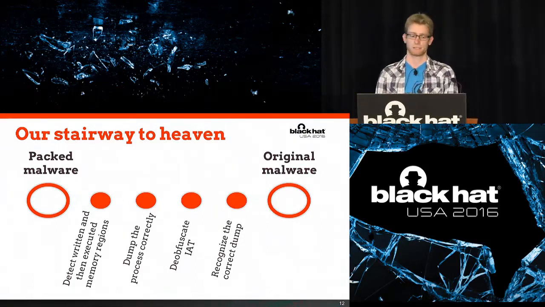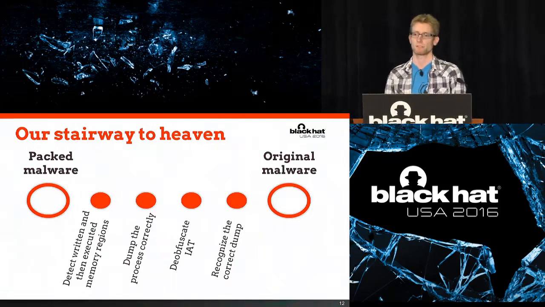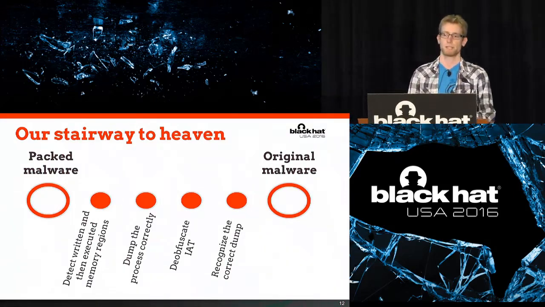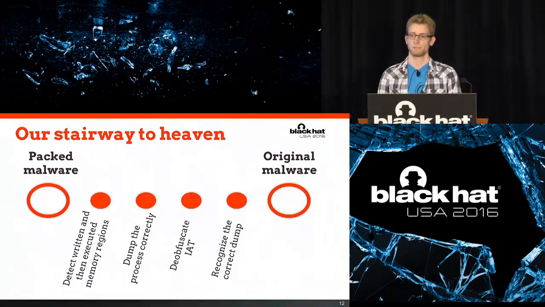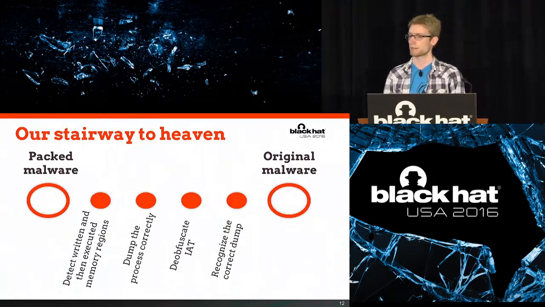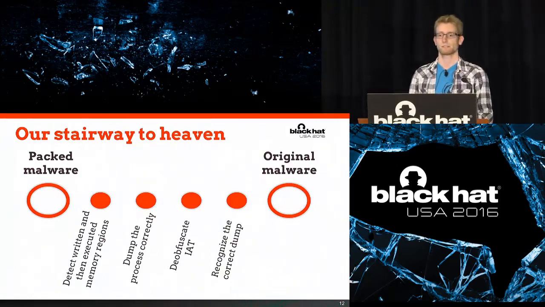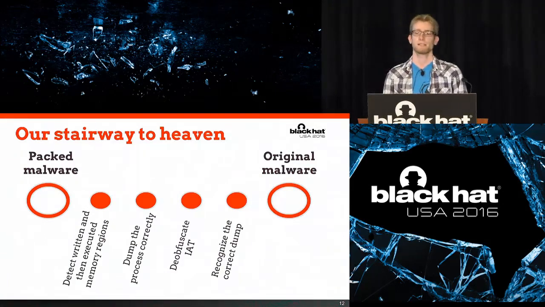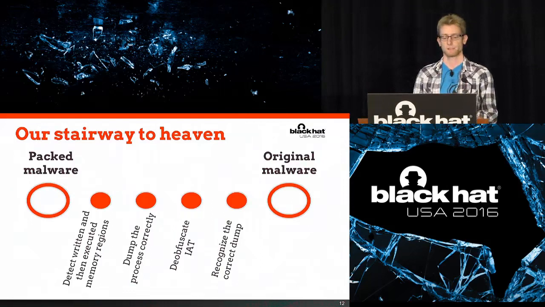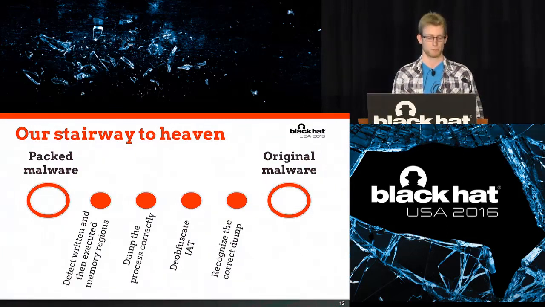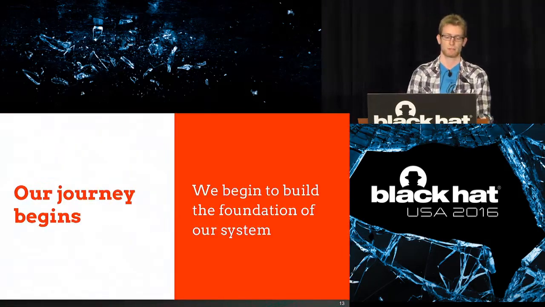The first one, as I said before, is to detect the memory areas which have been written and then executed. The second one is to dump this memory area and the process in a correct way. The third one deals with deobfuscating the import address table, which is a Windows data structure that is used to resolve the functions belonging to dynamically linked libraries. And the last one tries to identify which is the correct dump among the many that have been taken during the unpacking process. Let's now start our journey.